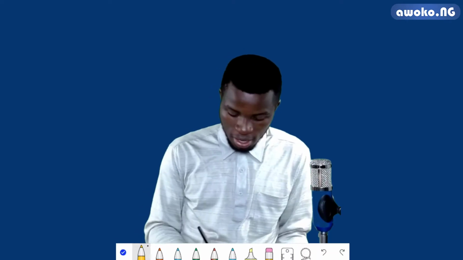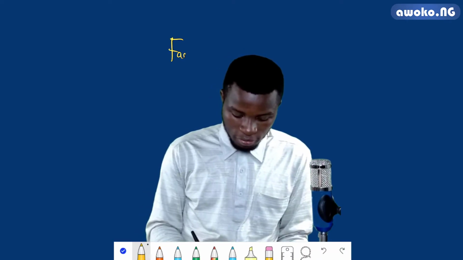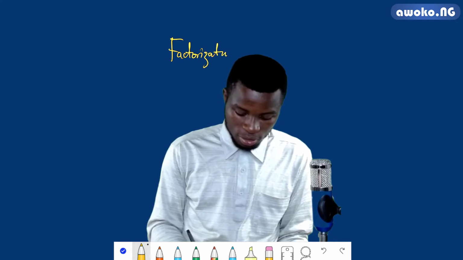To adequately discuss what factorization is, we are going to consider the trinomial expansion ax squared plus bx plus c, and I'm sure you are familiar with that. This expression is the general form of a quadratic expression. So we are considering the factorization method.